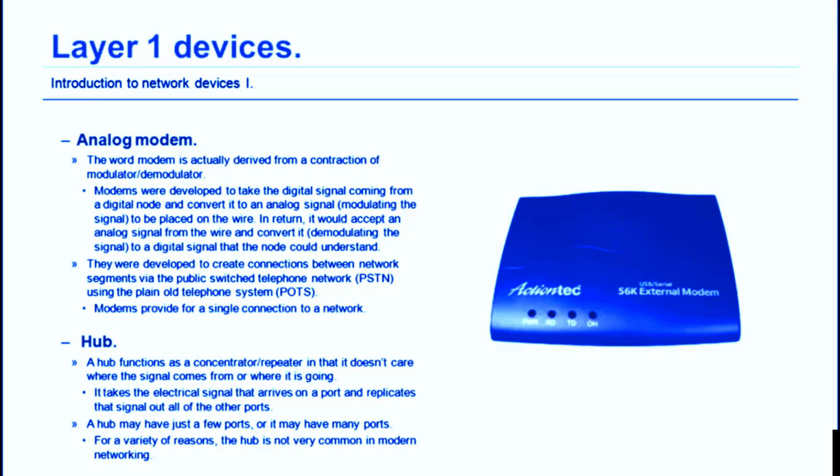Modems were developed to create a connection between network segments via the public switched telephone network using the plain old telephone system. Now, modems provide for a single connection to a network, and they're only concerned about the wire. And the wire resides on the physical layer, Layer 1 of the OSI model. It doesn't care where the signal comes from, it just does its job.